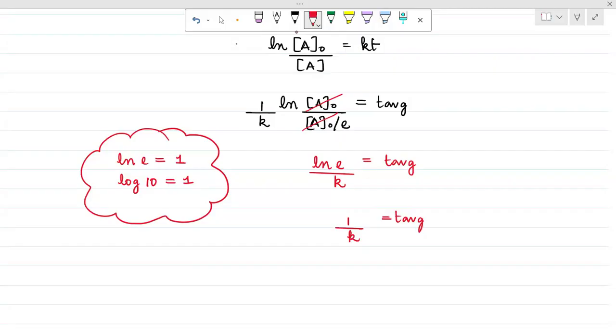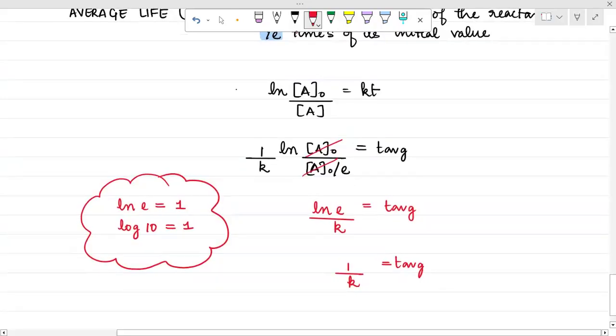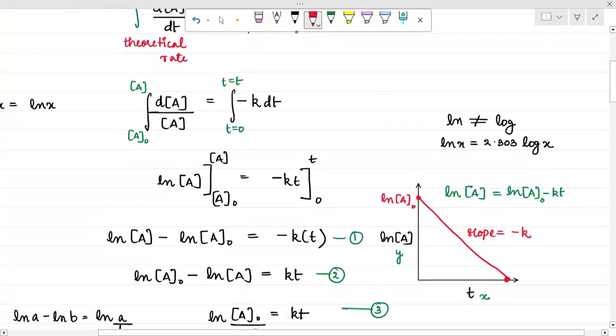So when do you call it a T average? The time when the initial concentration has become 1 by E times of the initial value. Now, having known this relation ln E is equal to 1, I would like to again revise one of the graphs which we had drawn, this one.